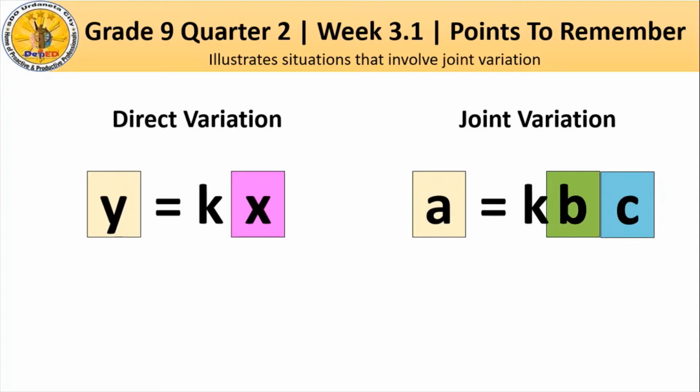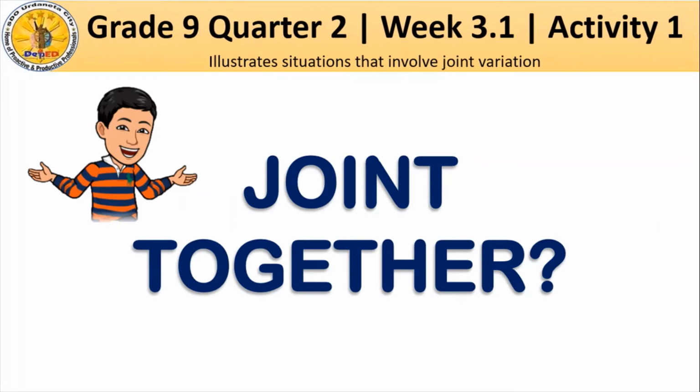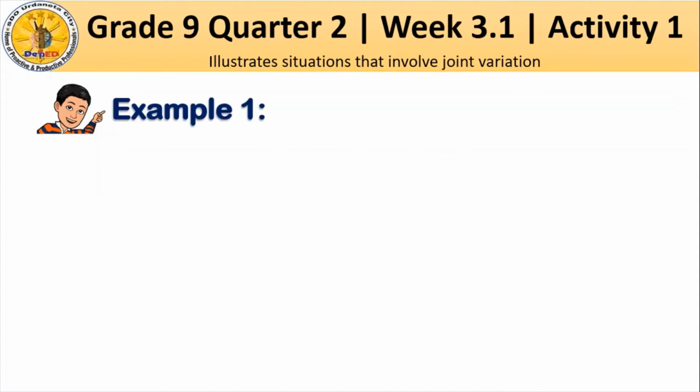Tandaan, ang talakayang ito ay magsisilbing gabay ninyo upang masagot ang Activity 1 entitled Joint Together. For this activity, we are going to translate situations into variation equation. Upang higit ninyong maunawaan, subukan natin ang mga sumusunod na halimbawa.